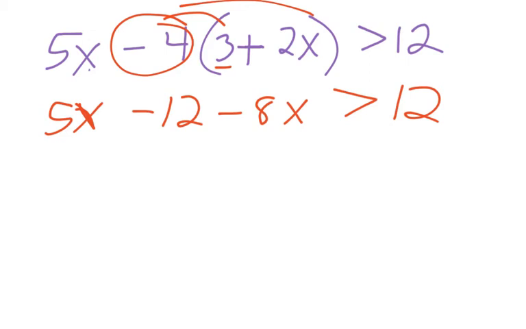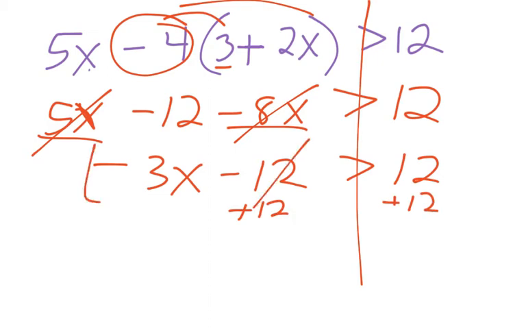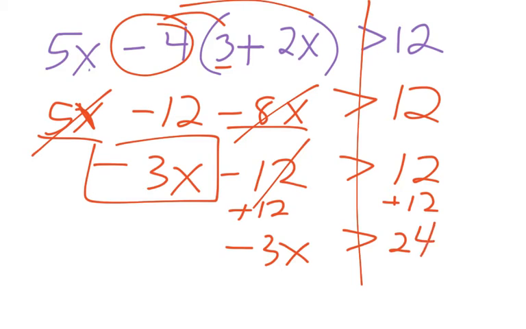Now we look to combine like terms. So we have 5x and negative 8x. Those are both on the left-hand side. Those add up to be negative 3x. Rewrite the rest of your problem. So combine these. We got negative 3x, right? And we brought down the negative 12 on the left and brought down the positive 12 on the right. And now we just solve the two-step inequality. Add 12 to both sides to isolate the negative 3x. Divide both sides by negative 3.